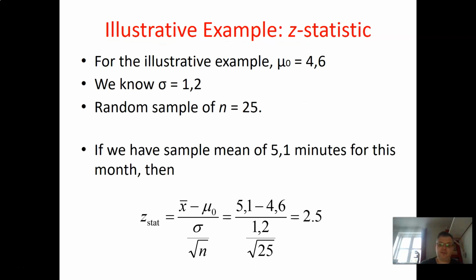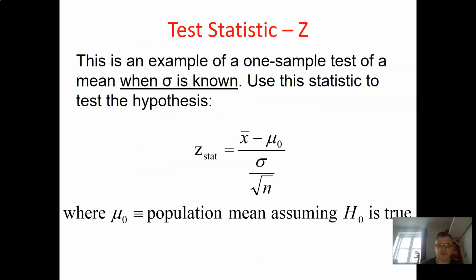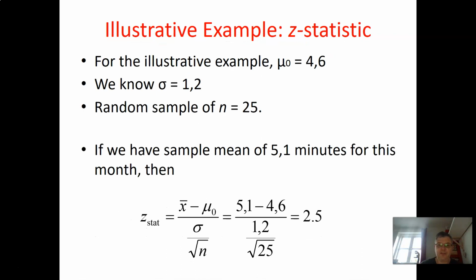And if you use this equation from before to calculate the z-statistic, we just insert the given values into this equation here, and we get a z-statistic of 2.5. And we use this statistic 2.5 to evaluate our hypothesis. Should we reject the null hypothesis and prove the alternative, or should we accept the null hypothesis?